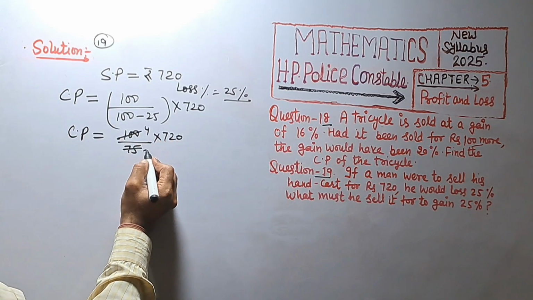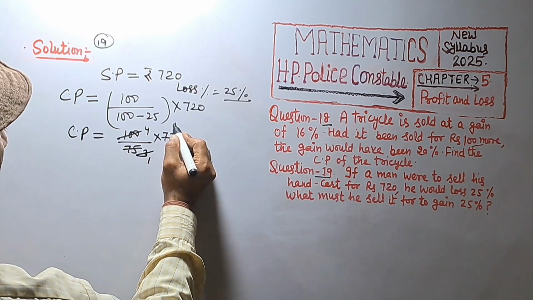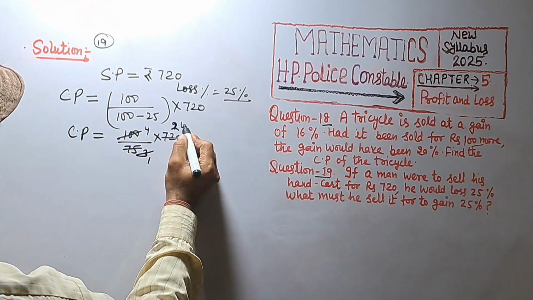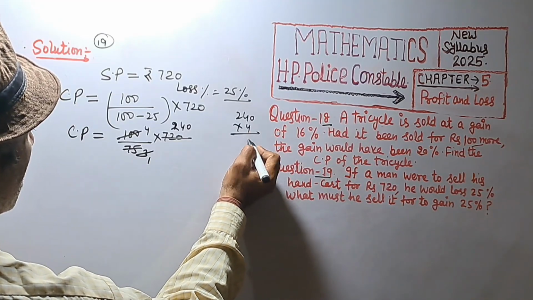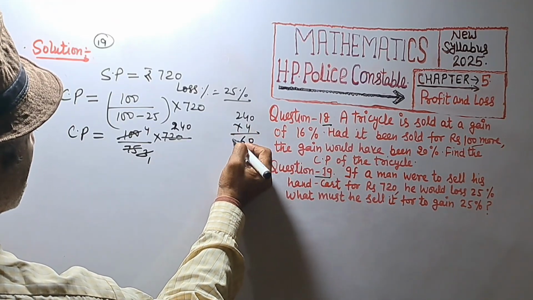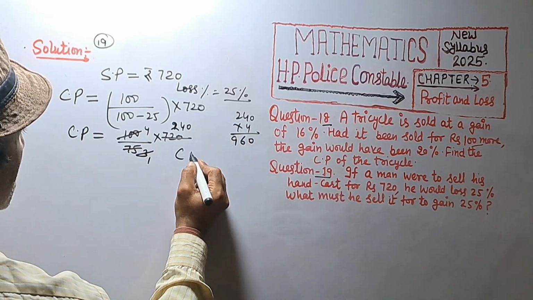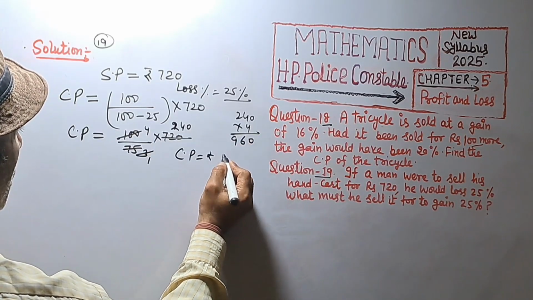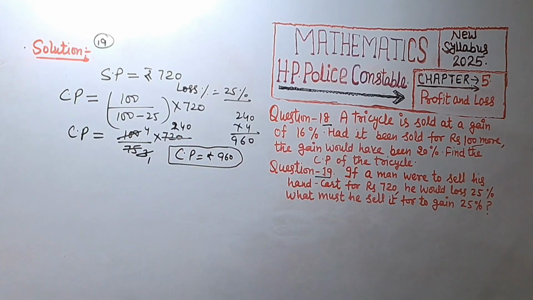25 threes are 75, 25 fours are 100. 3 ones are 3, 3 twos are 6, 3 fours are 12, so 240 multiplied by 4. 4 fours are 16, 4 twos are 8 plus 1, 9. So cost price is equal to rupees 960.